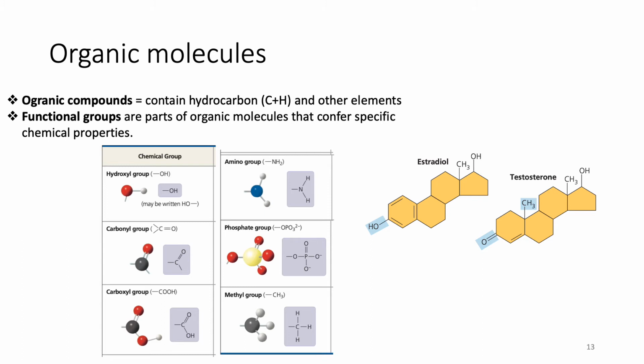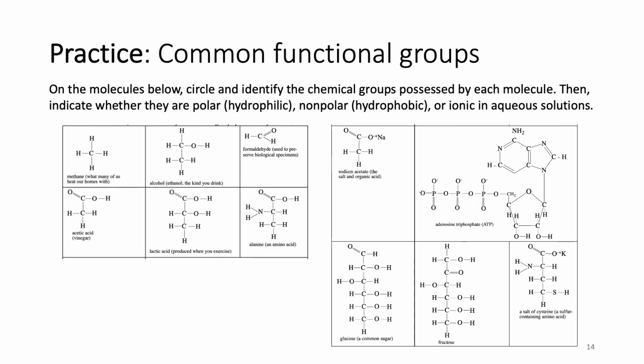The different actions of these two molecules on many targets throughout the body help produce the contrasting anatomical and physiological features of male and female humans. Thus, even our sexuality has its biological basis in variations of molecular architecture. For this exercise, please circle and identify the functional groups present in each of these molecules. Indicate whether they are polar, nonpolar, or ionic.